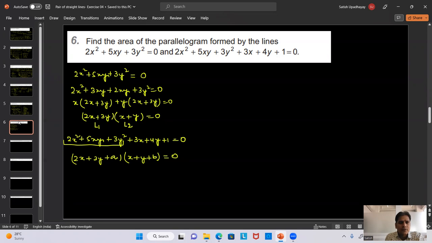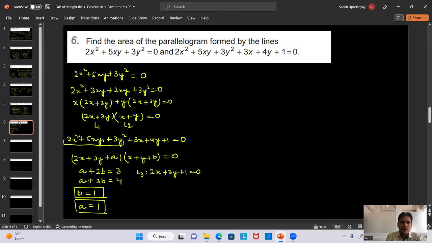If you see, the coefficient of x here will be a plus 2b, right? And that must be equal to 3. The second equation we will get by comparing the coefficient of y. It will be a plus, and here the coefficient of y is b into 3, that is 3b. So a plus 3b will be equal to 4. Now subtract equation 1 from equation 2. We will have the value of b as 1. Once we get the value of b, we can easily find the value of a, and 2 into a will also be equal to 1. So basically our L3 line will be 2x plus 3y plus 1 equal to 0, and our L4 line will be x plus y plus 1 equal to 0.